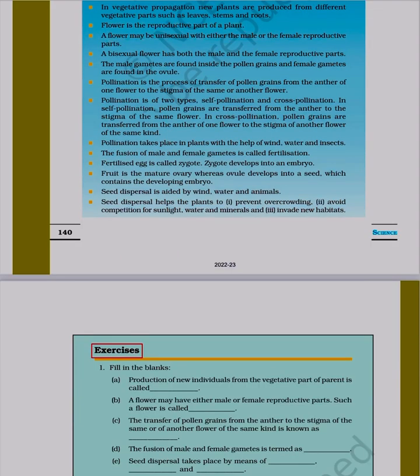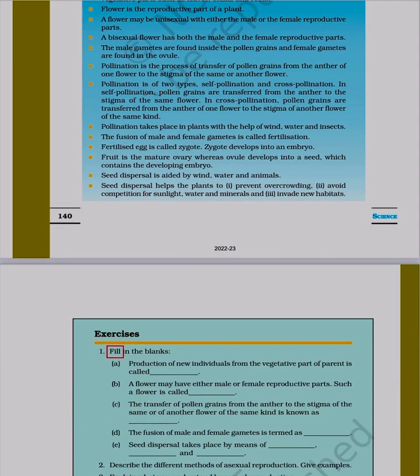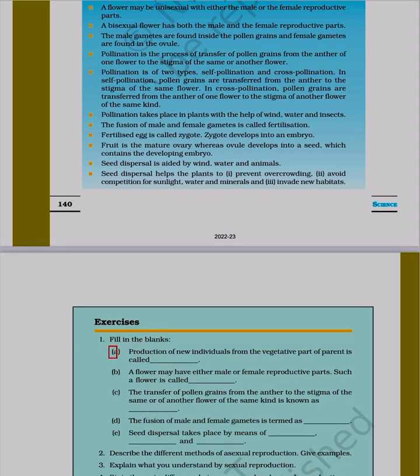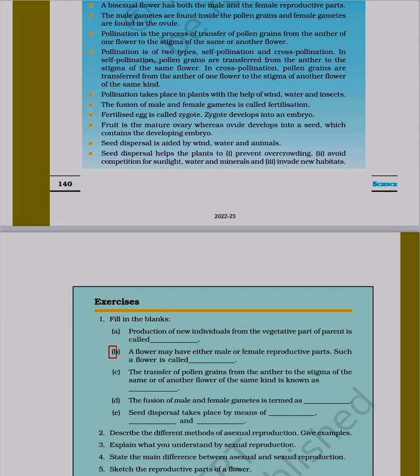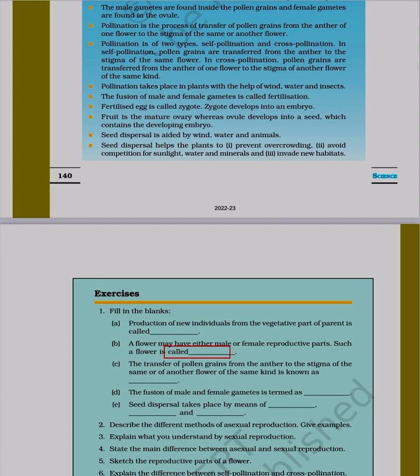Exercises. 1. Fill in the blanks. A. Production of new individuals from the vegetative part of parent is called ____. B. A flower may have either male or female reproductive parts. Such a flower is called ____.